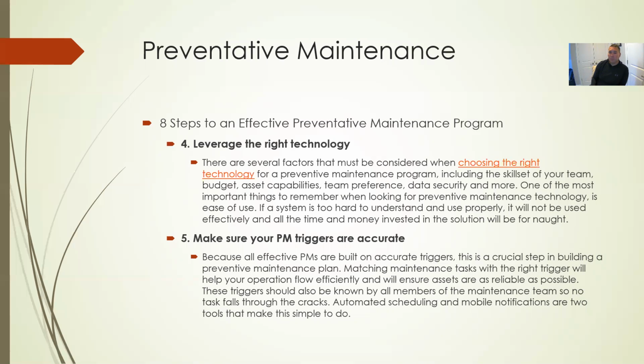Okay. Make sure your preventative maintenance triggers are accurate, right? So if you're putting this information in, or you're even scheduling it on a paper log, are our intervals right? Are we spitting out this work order? Are we scheduling this oil change at the right times? Is it too infrequent, or is it too frequent? All those types of things, right?